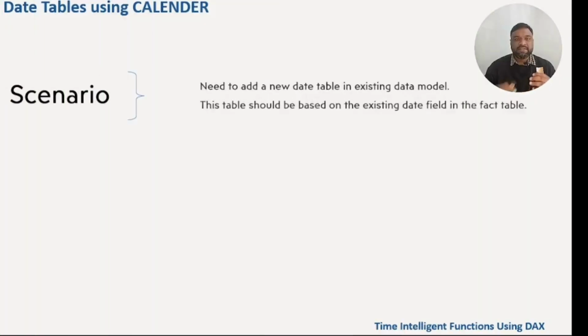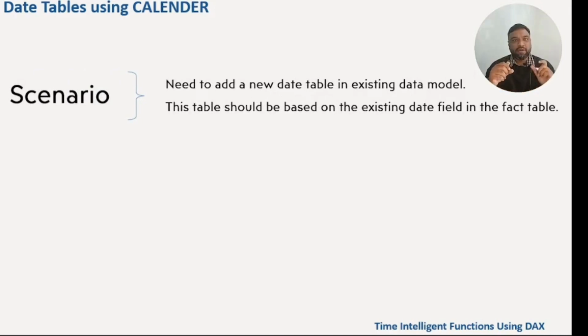The scenario here is very simple. We have a date column in our fact table and we want to add a date table in our data model, and the range of the date table should be the first date and the last date of the date column present in our fact table.